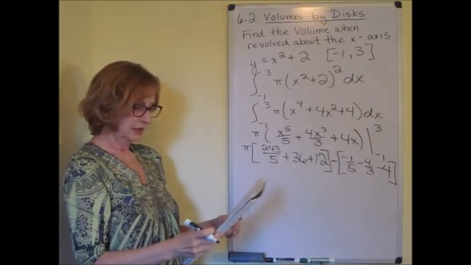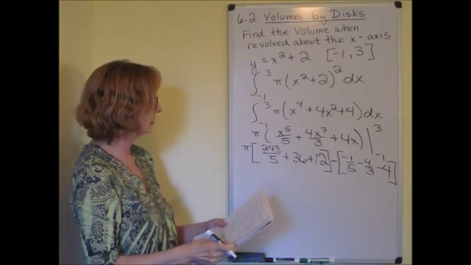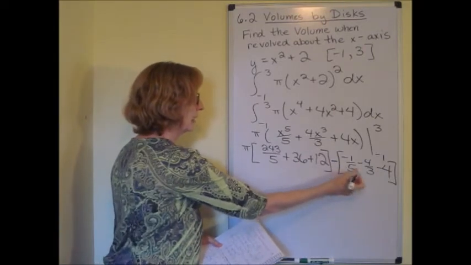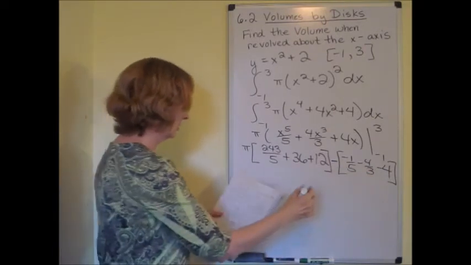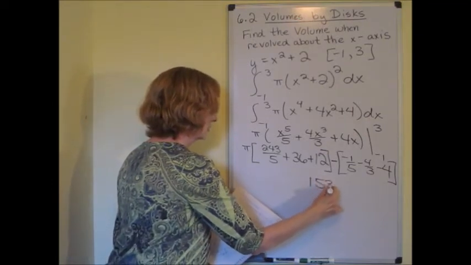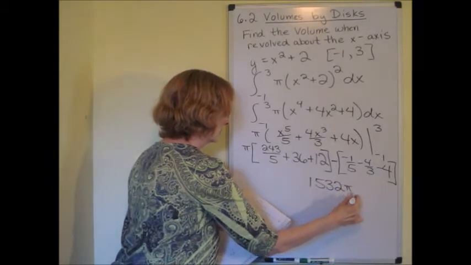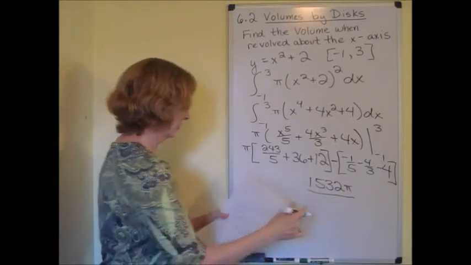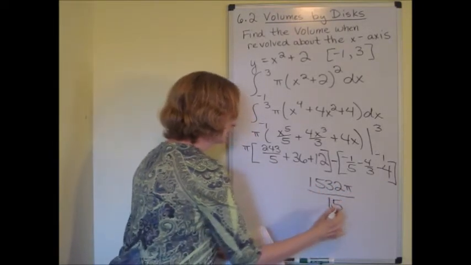Pop all of that in to your calculator, very carefully distributing that negative, and I'm getting 1,532 pi all over 15 for that.